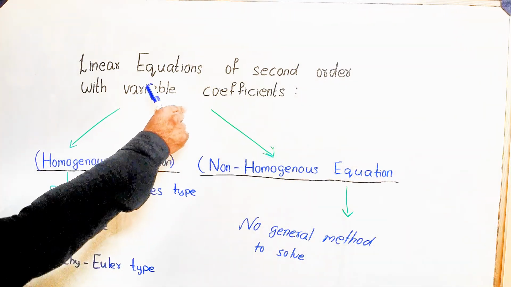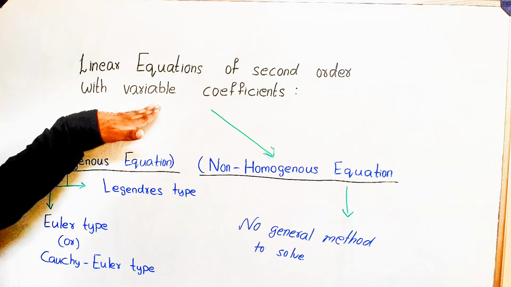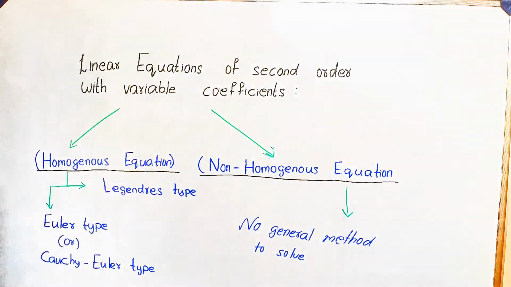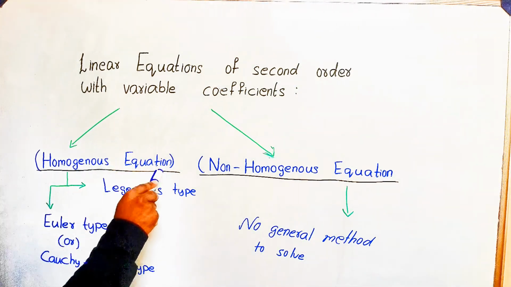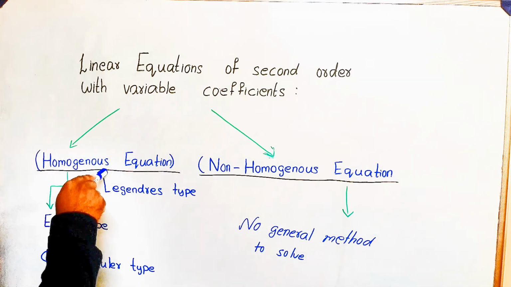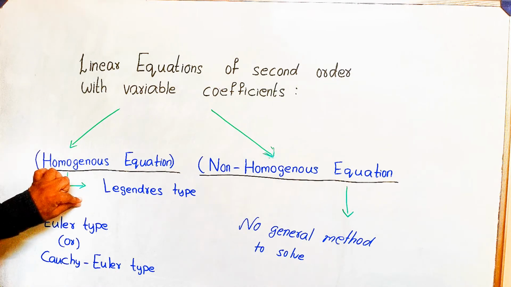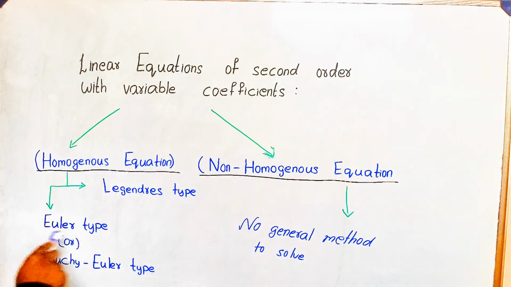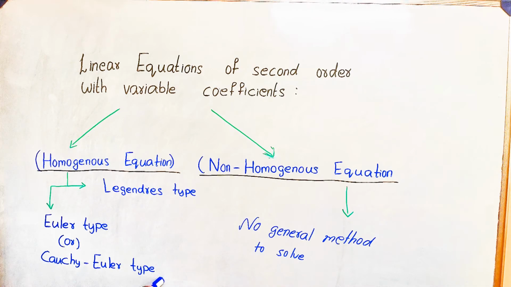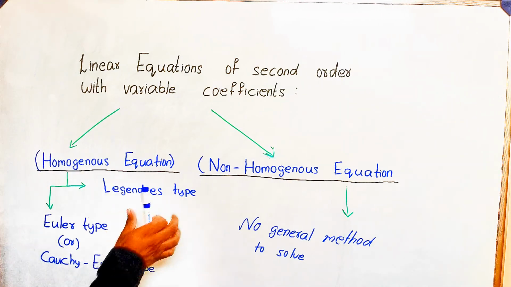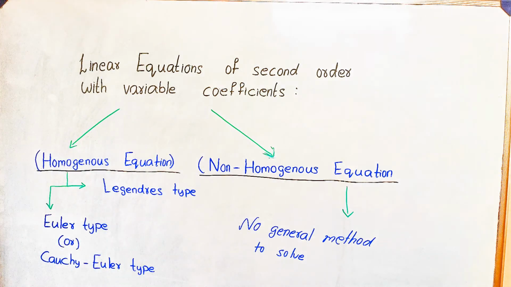So in that case, we would have two types. The linear equations with variable coefficients are divided into two types. One is the homogeneous equation and the other is the non-homogeneous equation. For the homogeneous equation, we have two methods to solve. The first method is Euler type or Cauchy's Euler type. This method we are going to see as the primary section, and the second method is Legendre's type. So this is the second method to solve the homogeneous equation.